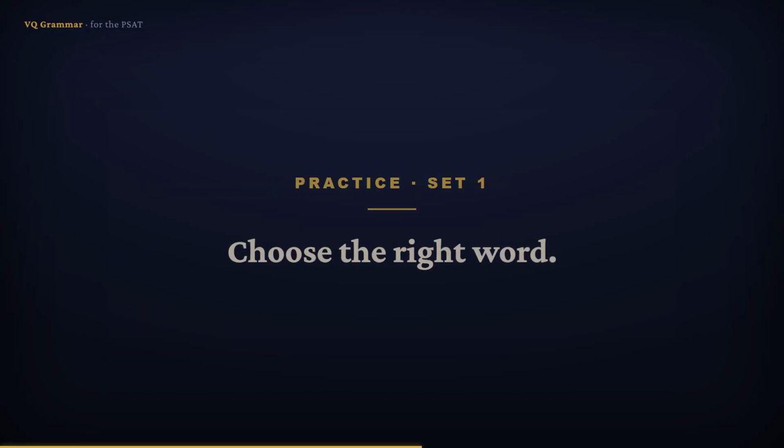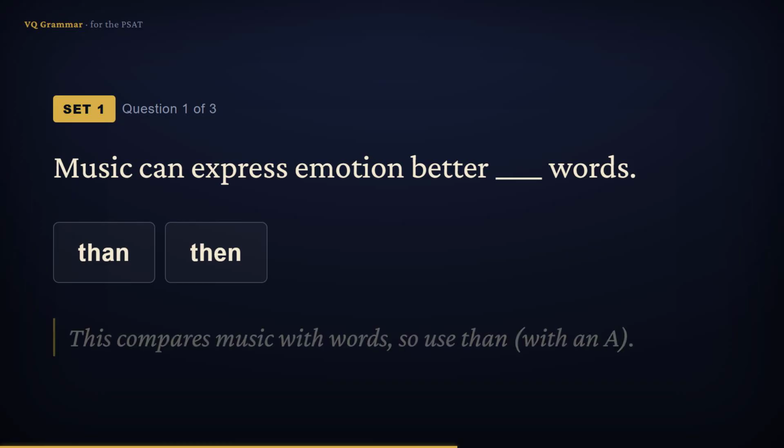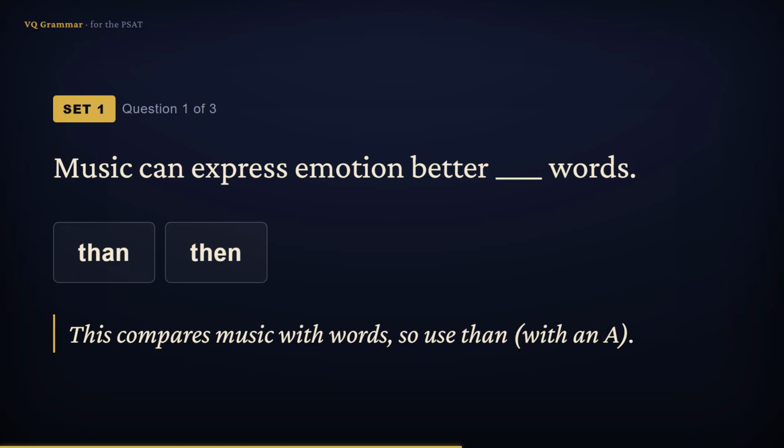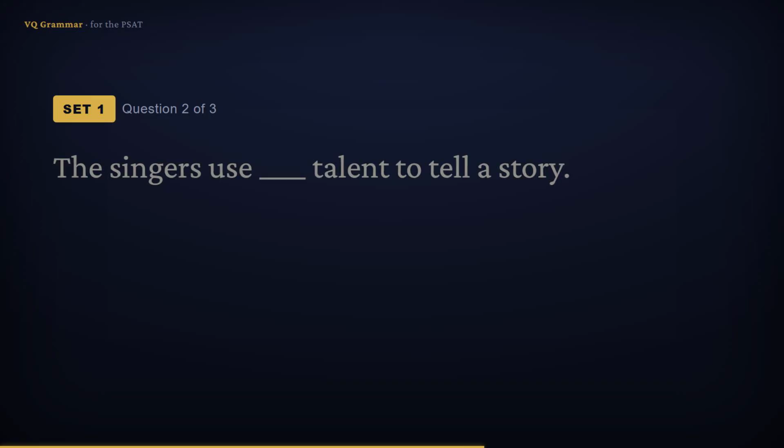Let's try a few. In this first set, pick the word that fits. Use the tricks. A, than for comparing. E, then for time. And expand any apostrophe word to check it. Pause and try each one. Music can express emotion better blank words. Here we're comparing music with words, better than. That's a comparison, so we want than with an A. Then with an E would be for time, so the answer is than.